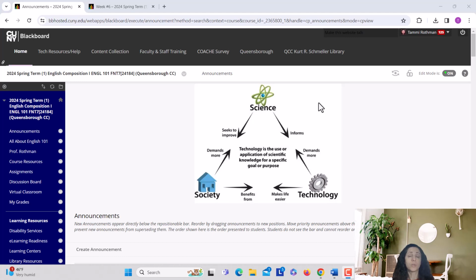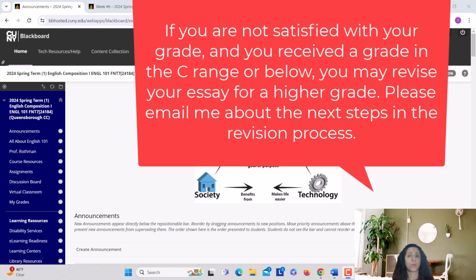As a class, we did well. 11 of us received an A, and 4 of us received an A- out of 19 essays submitted in total. So pat yourself on the back and celebrate your accomplishment. You deserve it. But if you're not satisfied with your grade and you received a grade in the C range or below, you may revise your essay for a higher grade. Please email me about the next steps in the revision process.